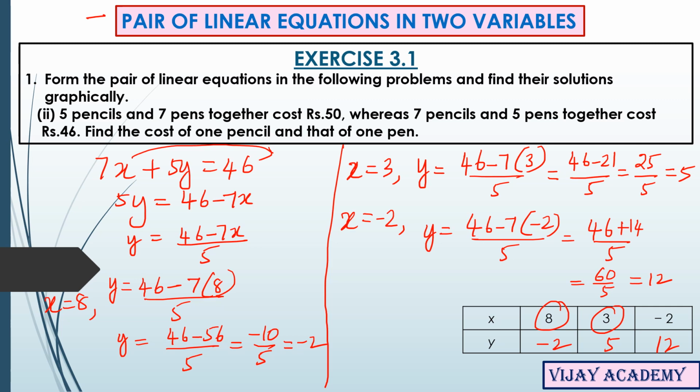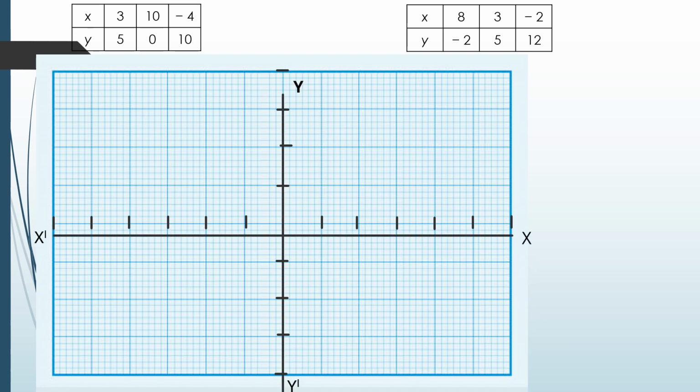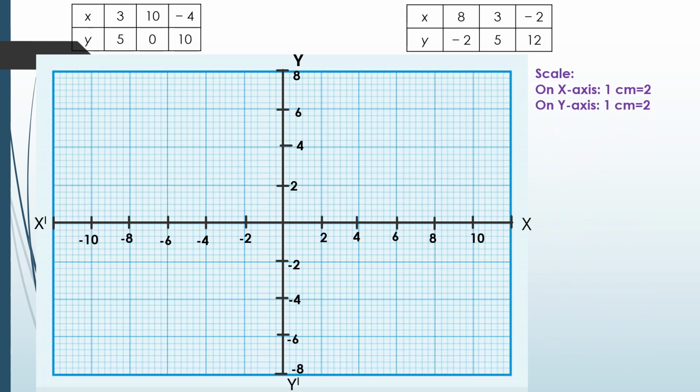Let us plot these points on the graph paper. First we need to draw the graph, the coordinate axes x and y, and then write the number lines on the x-axis and y-axis with suitable values. So now we are taking the scale. On the x-axis we are taking 1 centimeter as 2 units, and on the y-axis also 1 centimeter as 2 units. So now let us plot these points on the graph paper.